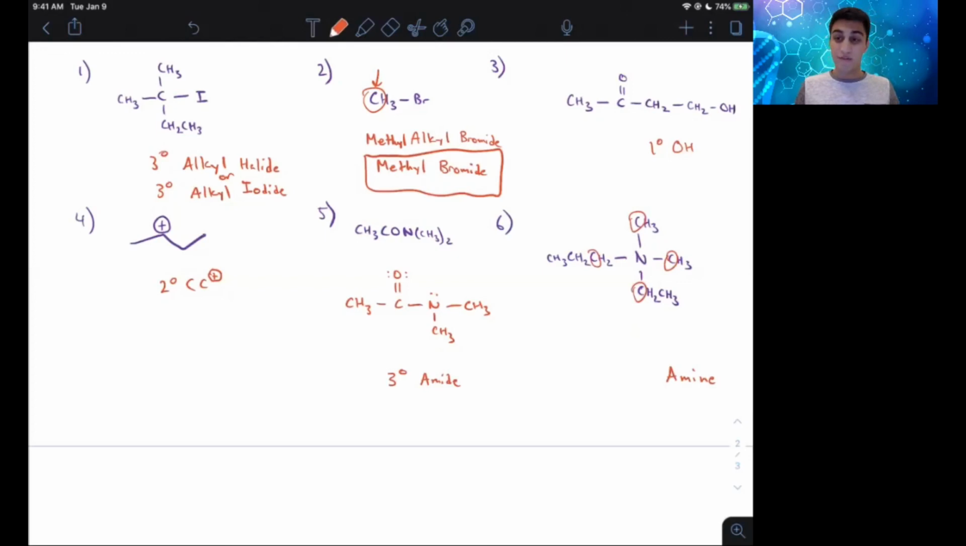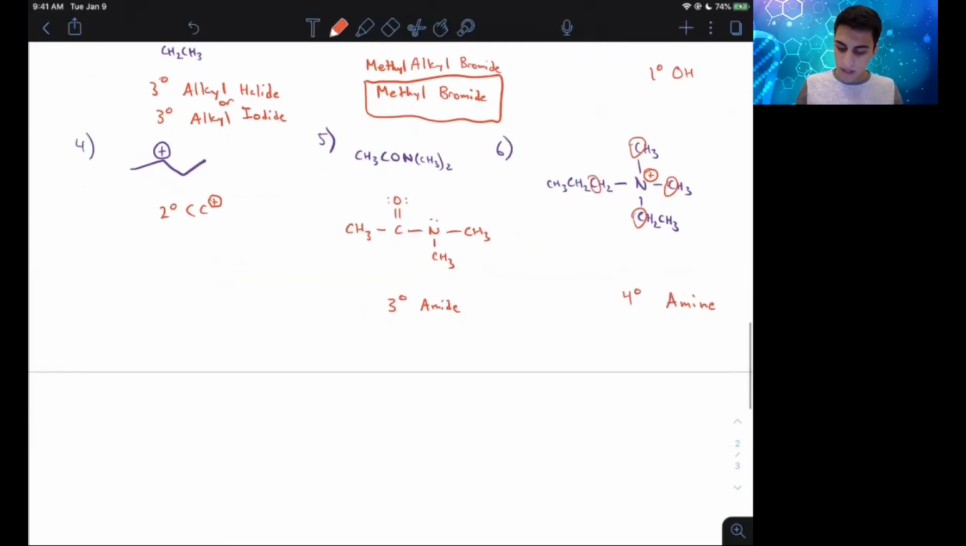So because this is 4, instead of calling this a quaternary amine, this N is supposed to have a plus charge on it. And the reason why is because it has a formal charge of +1 if you were to do the formal charge calculation, which I'll cover in a separate video. And you realize that instead of calling this an amine, this is going to be called a quaternary ammonium ion. And that's the proper name for it.